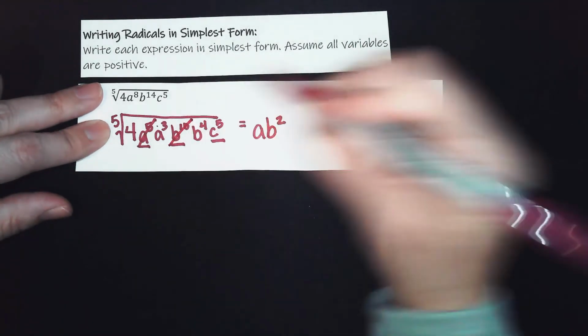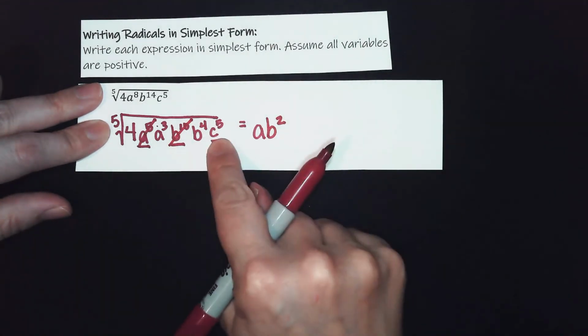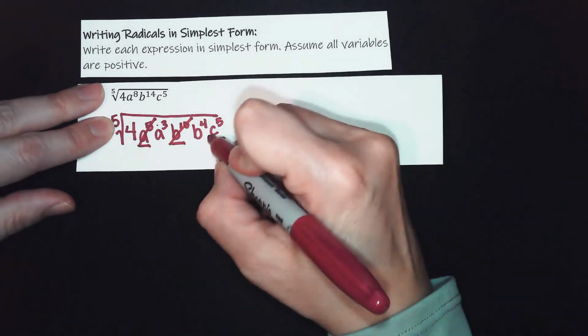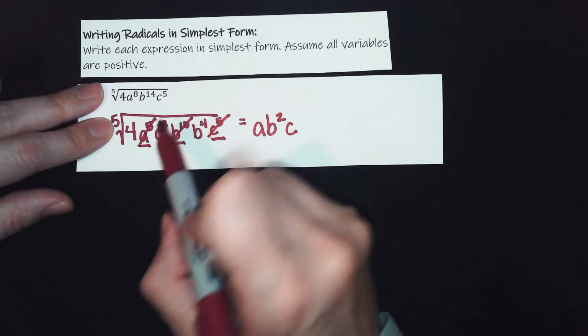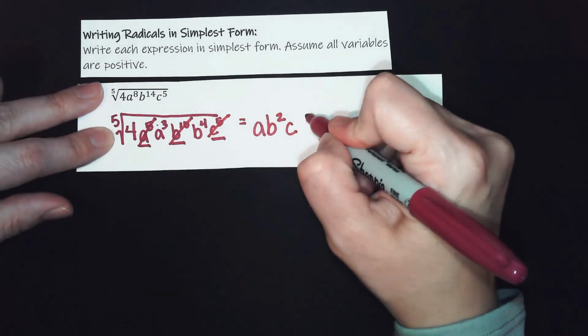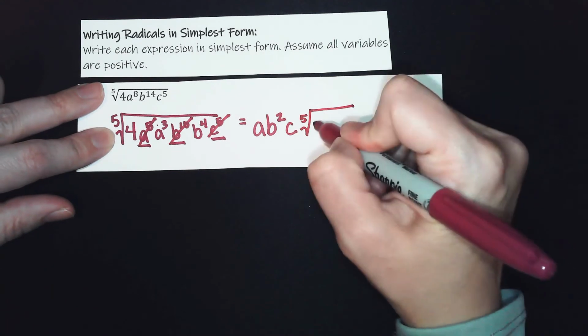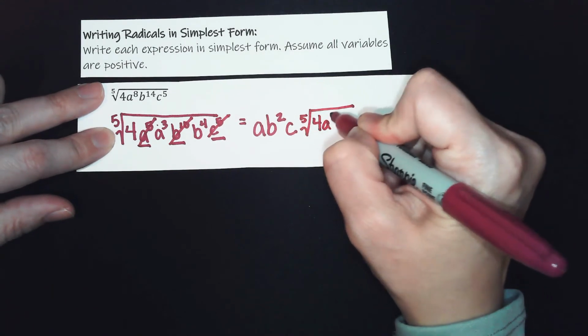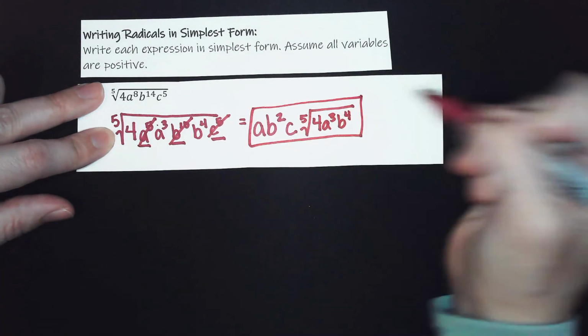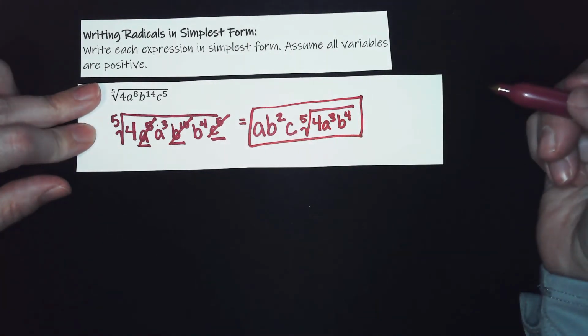And I took care of that one. And then I have c. 5 divided by 5 is 1, so I just have the c. And I took care of that one. Now, the root of 5 doesn't go into anything else that's left, so I have to have the 5th root. I have a 4, I have a cubed, and I have b to the 4th. And that's as simplified as that gets.